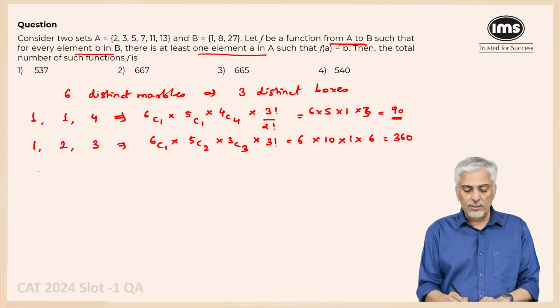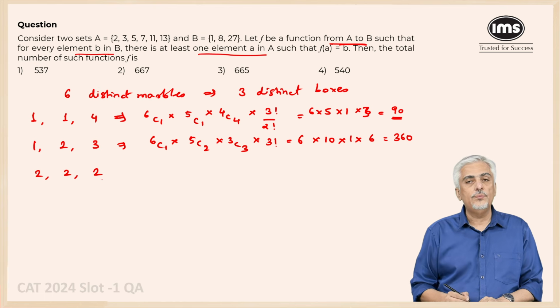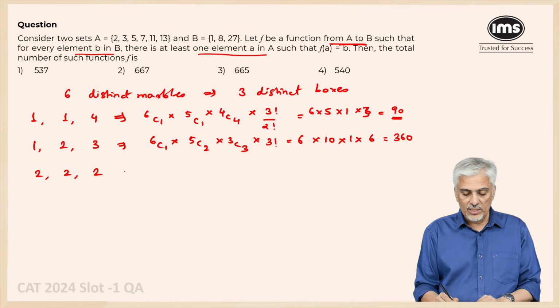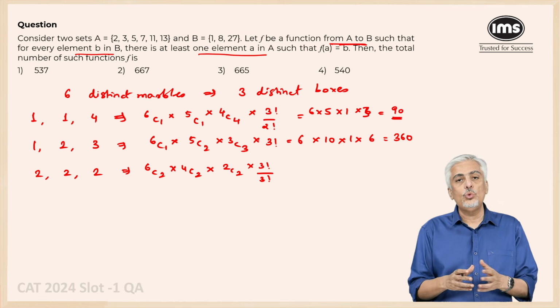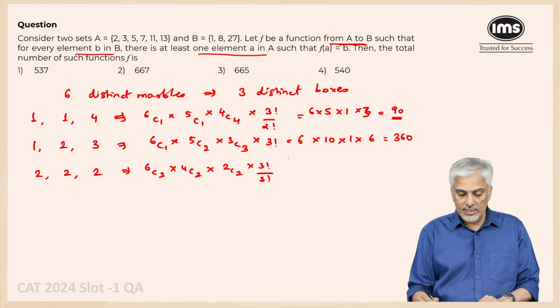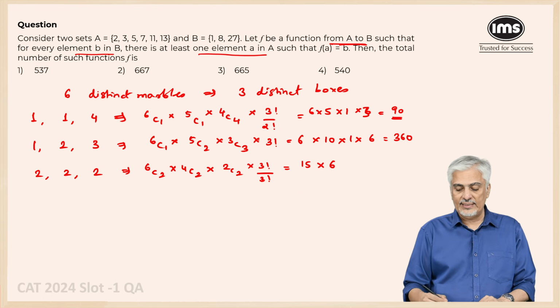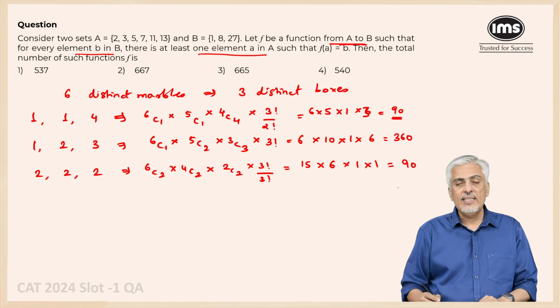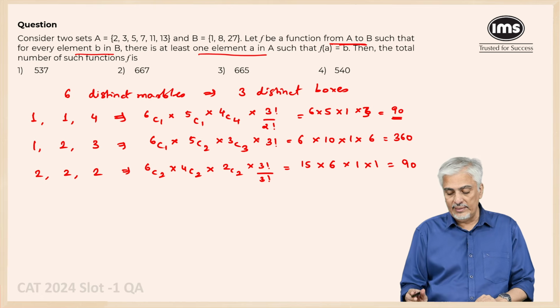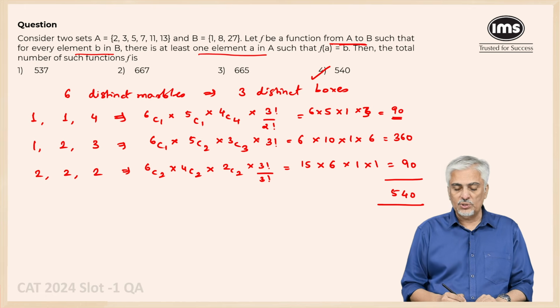The last would be 2, 2 and 2. That will be the only third possibility left. So we will have 6C2 into 4C2 into 2C2 into 3 factorial divided by 3 factorial, because 2, 2, 2 can be arranged in only one way. So hence that will be 6C2 is 15, 4C2 is 6, 2C2 is 1, into 1 and 90 ways. And these are the only 3 ways it can be done in, and the answer for this comes out to be 540, which is the fourth option.